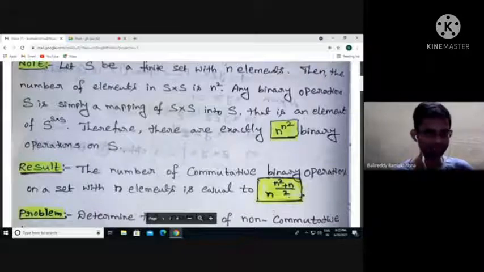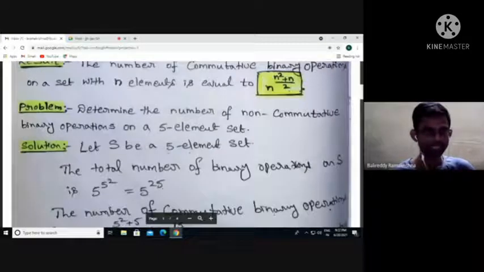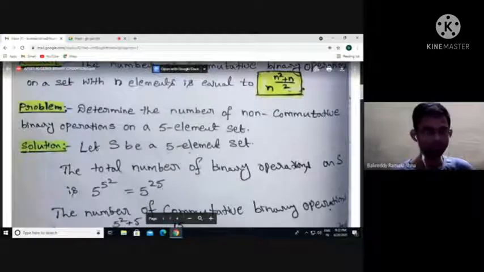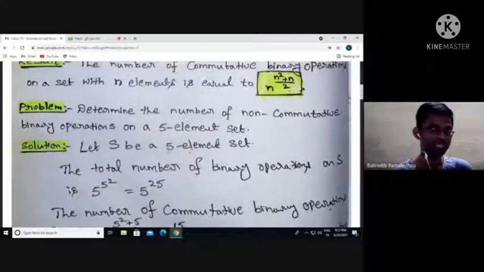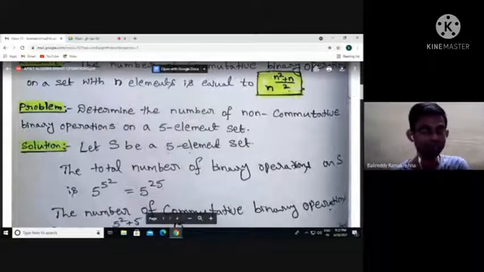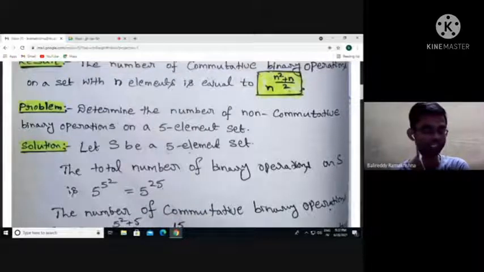So let us see the problem. Determine the number of non-commutative binary operations on a 5-element set. Here, S is a set consisting of 5 elements. Okay, we have to find the number of non-commutative binary operations. Okay, let us see the solution.